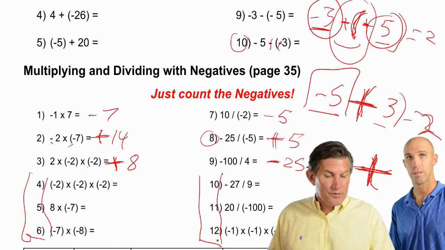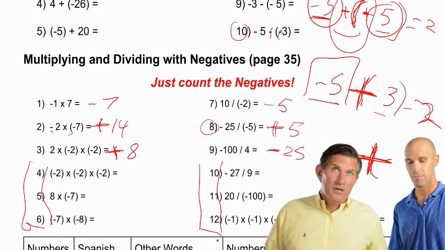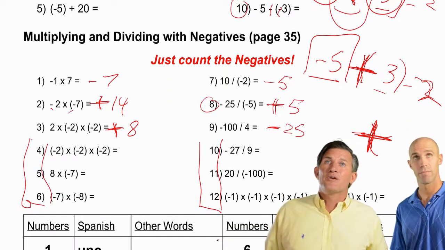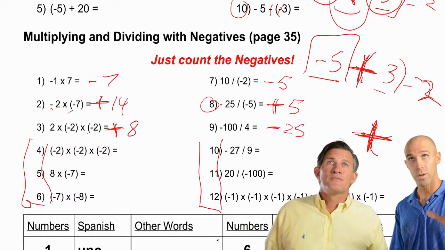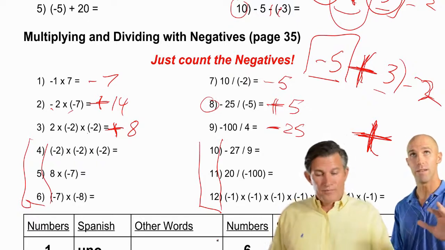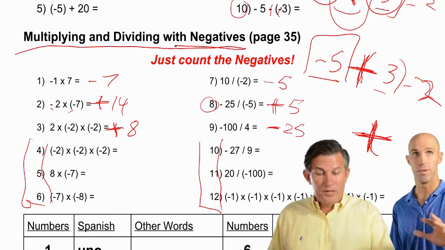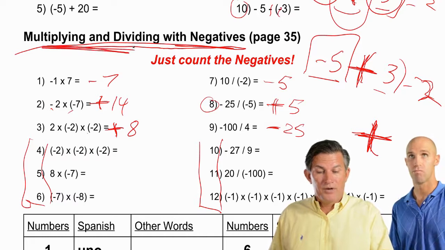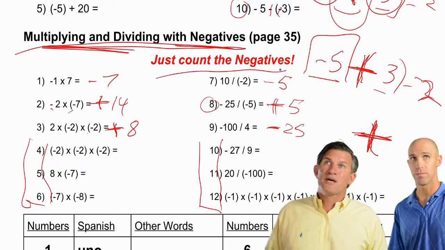And do these on your own. Okay. But this is pretty simple, and I think you'll be good at it. And remember, this is only with multiplying and dividing negative numbers, right? Yeah, only multiplying and dividing. You count the negatives. That's how you do it. That's it.